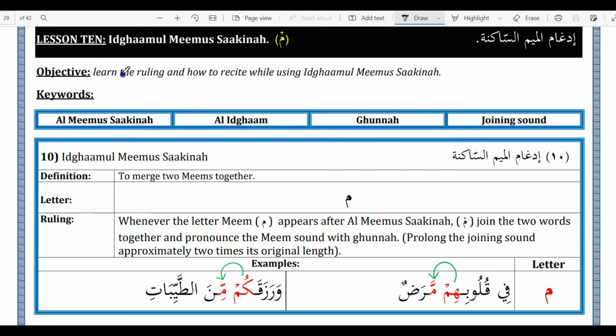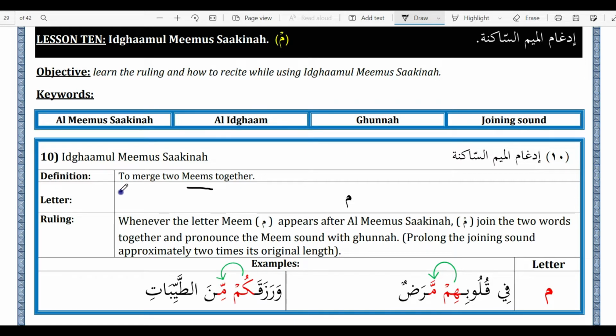The first one here is Idghamul Meemus Sakina or Idghamul Shafawi, and the definition for that is to merge two memes together, or to merge something into something, as we have studied that in Idghamul Nun Sakina and Tanween, we said that Idgham means to merge or to join two things together.